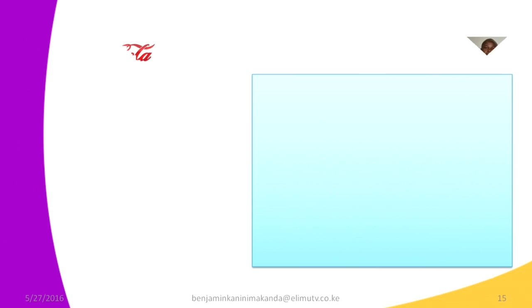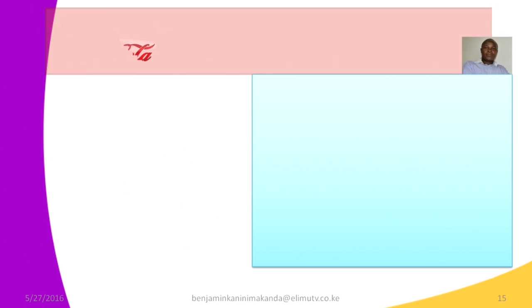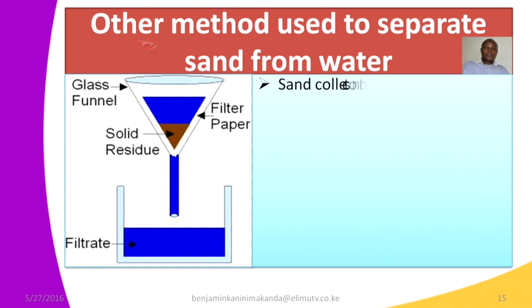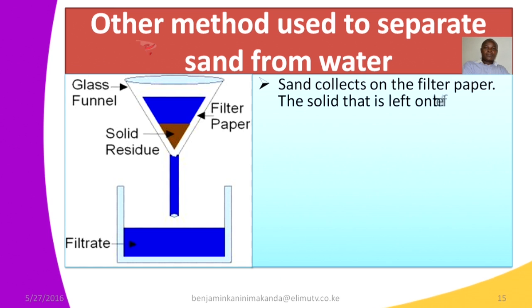Other methods used to separate sand from water. What are other methods used to separate sand from water? So the first method we have is here. We have a setup here. This setup is made up of a filter funnel, and this filter funnel is glass in nature. Then we have a filter paper. Once we have this kind of setup, we can now separate sand from water.